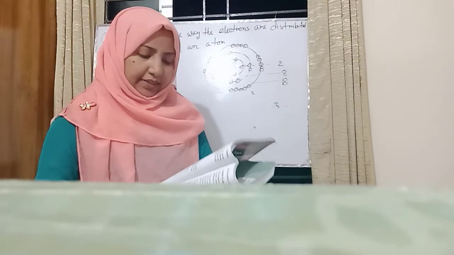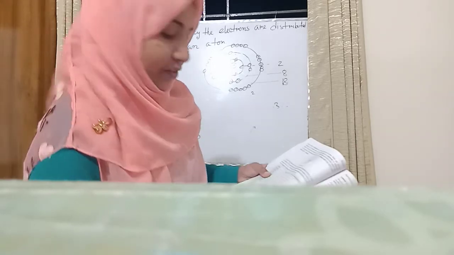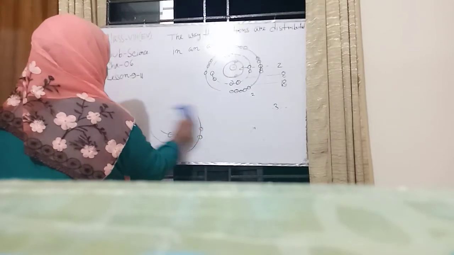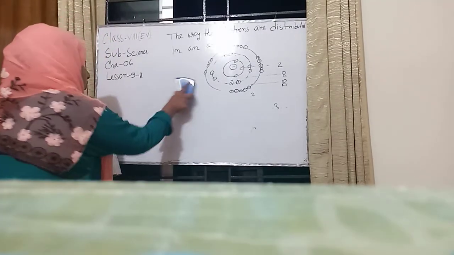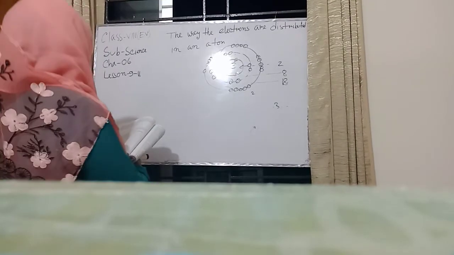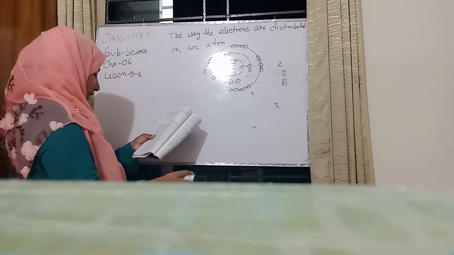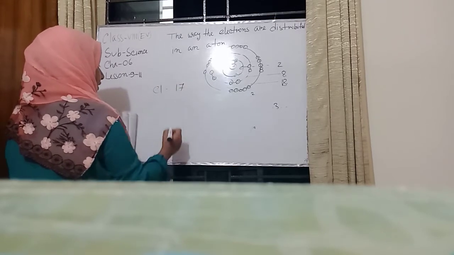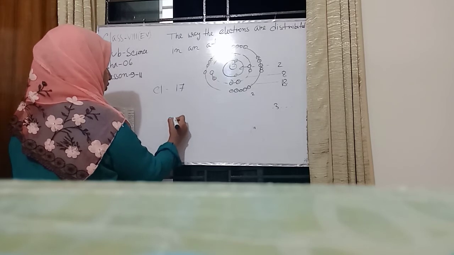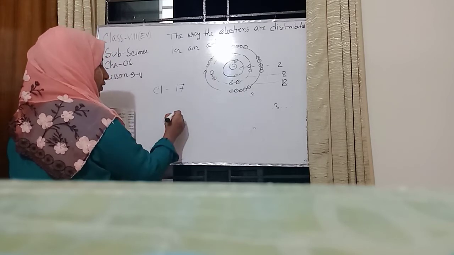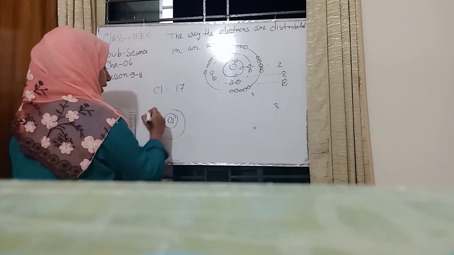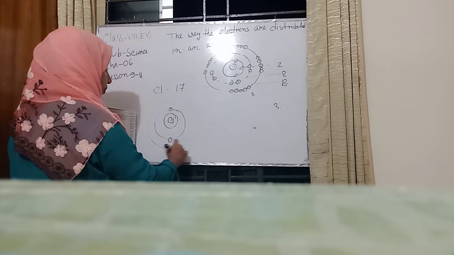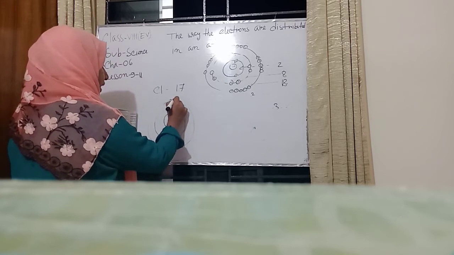Final structure, I draw chlorine. Here's chlorine, the atomic number is 17. When I draw this structure, I also follow these rules. Chlorine's atomic number is 17. First, I draw the nucleus. Here's the first orbit. It fills up with 2 electrons, and the second orbit fills up with 8 electrons.